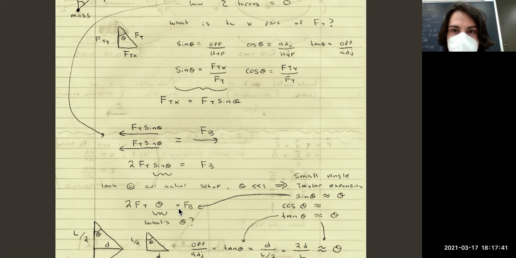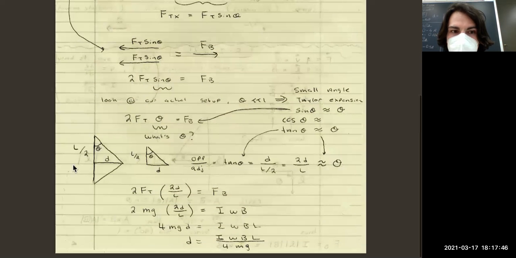Figuring out what theta is requires another one of these trig identities. If I look at my geometry, remember that I said the whole length of the string is L, so half of it is L over 2. And then I have the displacement, which is from its equilibrium position to where it's pulled out to by the magnet, D. So then if I look at my tan theta trig equation, I have the opposite over the adjacent. I have D over L over 2. Bring the 2 to the numerator. And using this small angle again, I know that tan theta is approximately equal to theta. So now I have a value for theta.